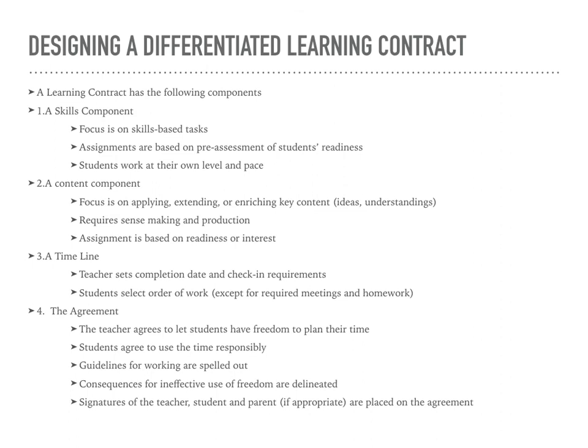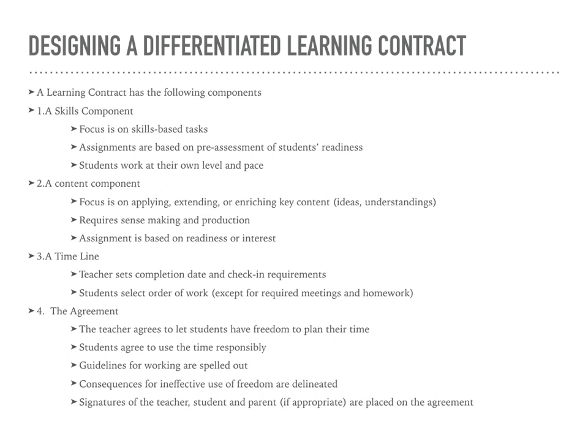You can design a learning contract. So a learning contract contains a skills component, and it focuses on skills-based tasks. The assignments are based on pre-assessment of students' readiness, and students work at their own level and pace. It has a content component. The focus is on applying, extending, or enriching key concepts or ideas and understandings. It requires sense-making and production, and the assignment is based on readiness or interests.